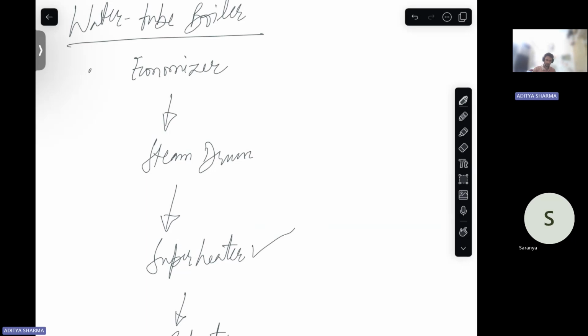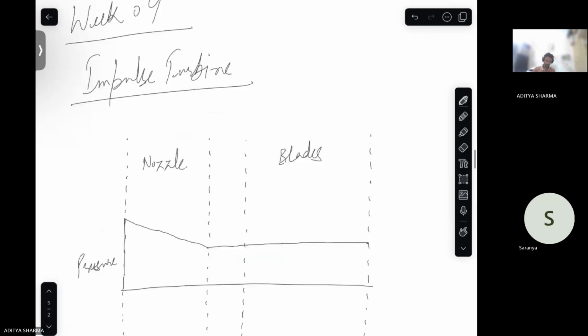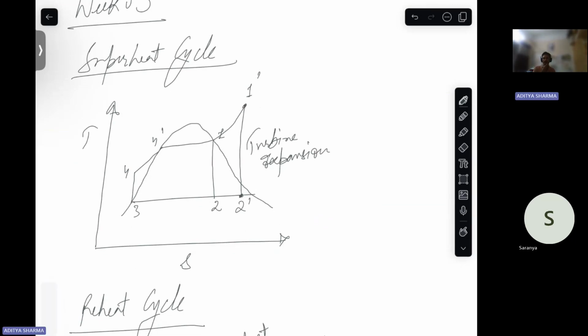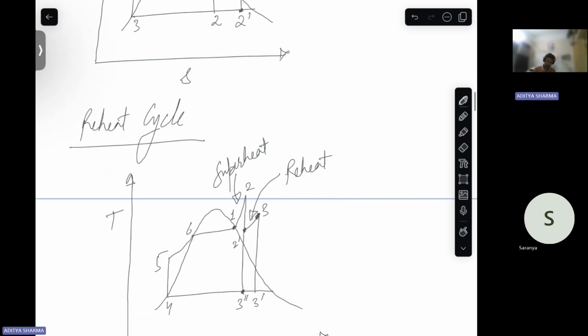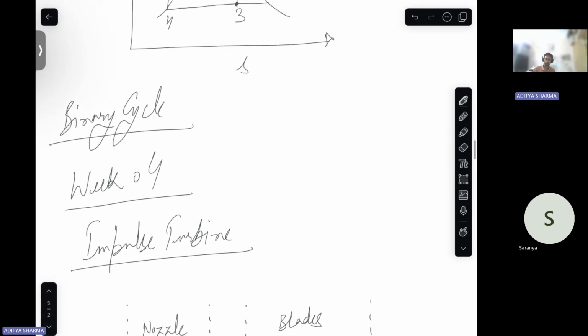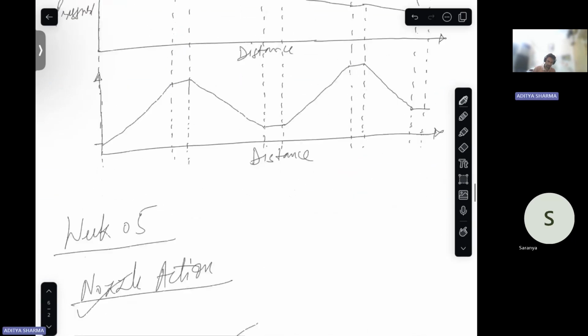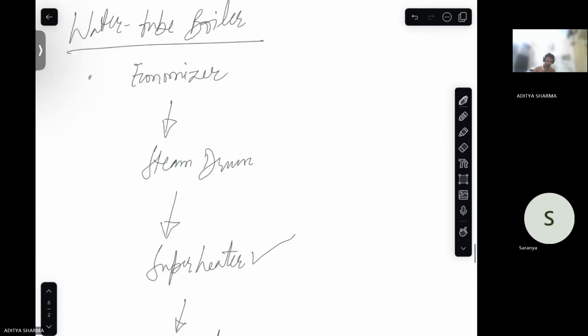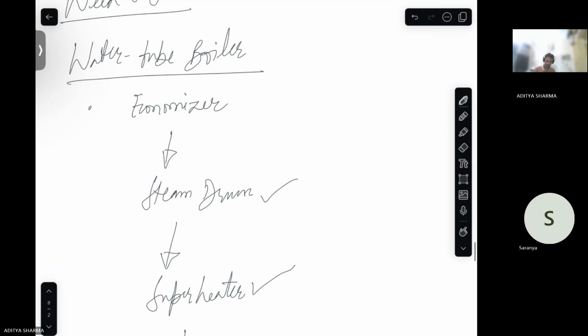Right, superheater basically is this when we have discussed these cycles, right? These modifications of Rankine cycles. So this 1 to 1 dash basically is done by a superheater, right? Then 2 dash to 3 is done by your reheater, right? And before that 6 to 1 is done in your steam drum. Okay. So these basically are the components of a water tube boiler, right?